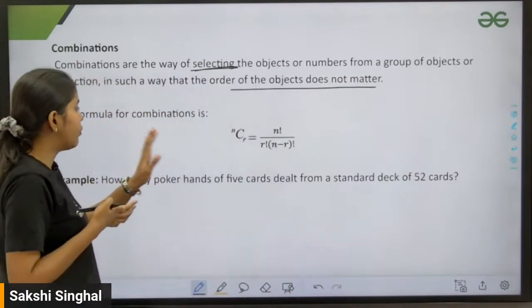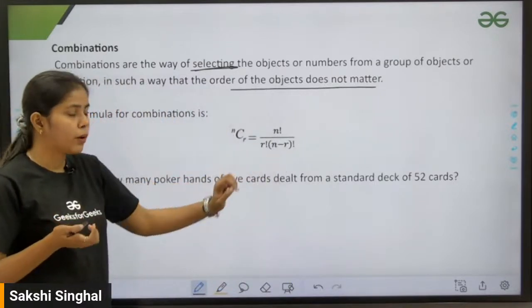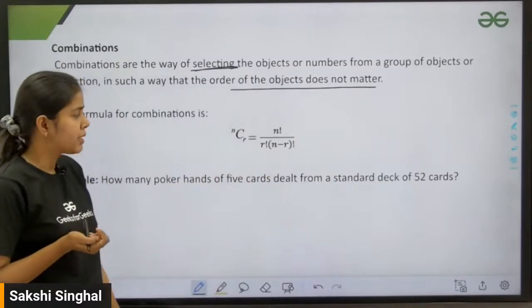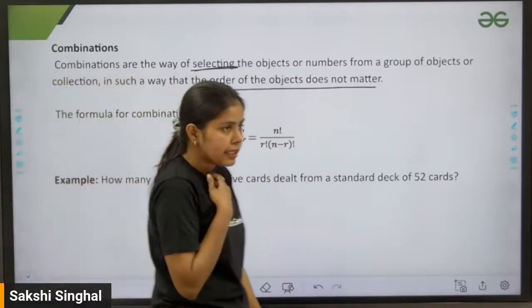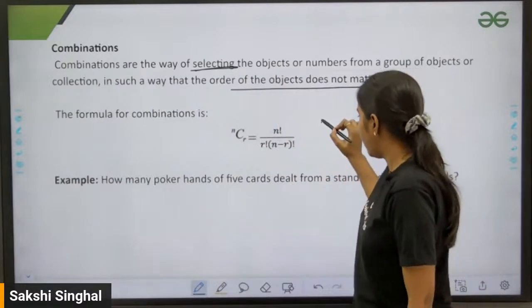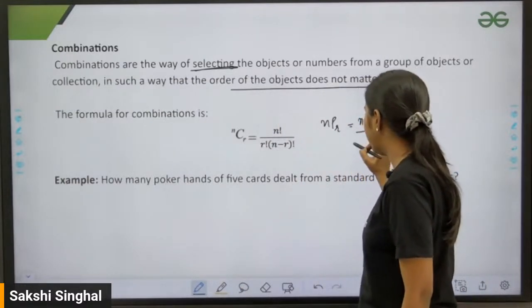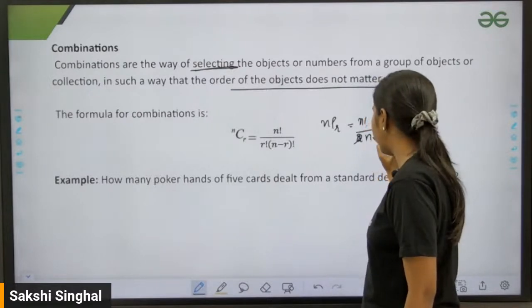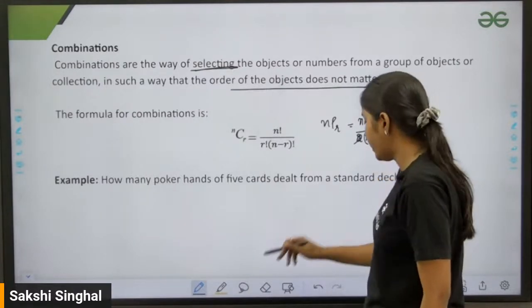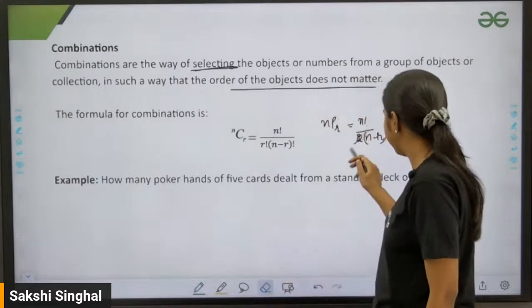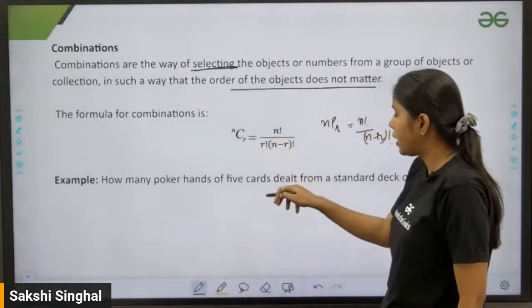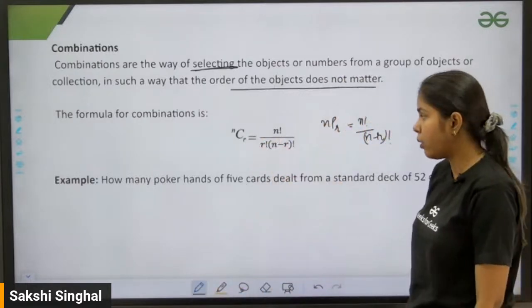And you can see that the formula for combination is n factorial upon r factorial into n minus r factorial. So you can see that in permutation we have nPr, and the formula was n factorial upon n minus r factorial. So you can see that we have added r factorial in the denominator in combination.